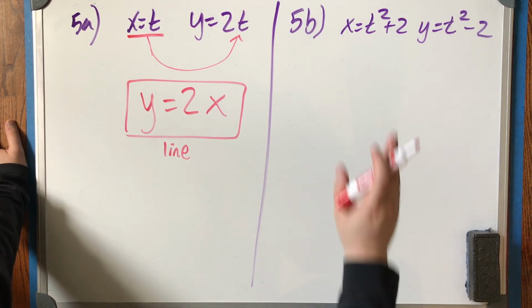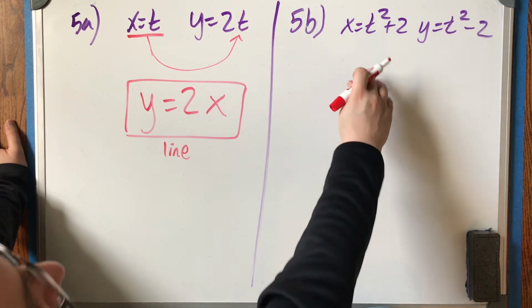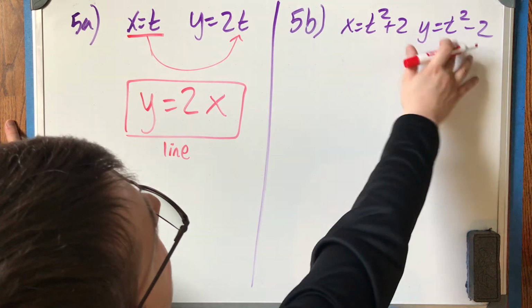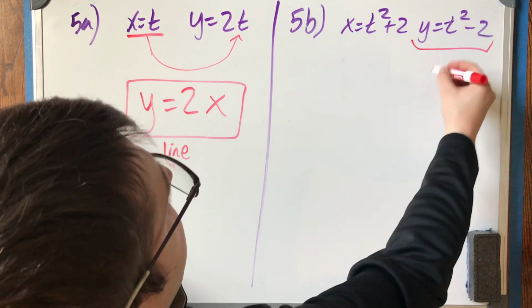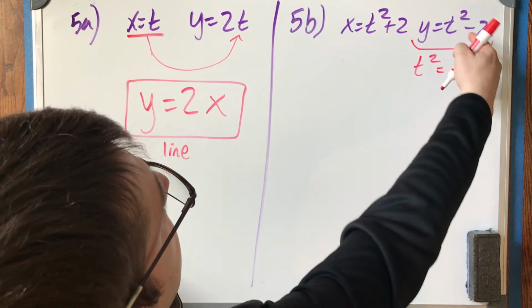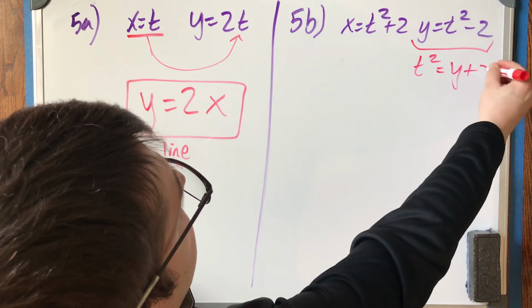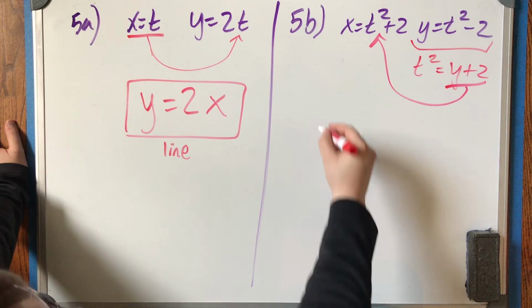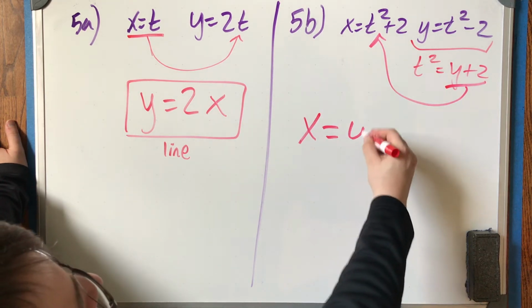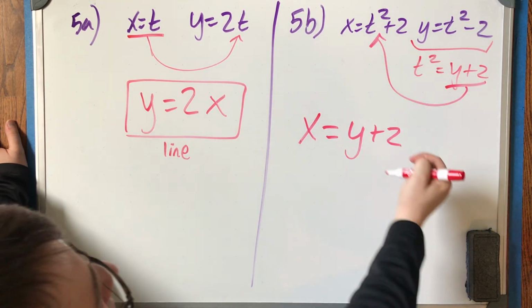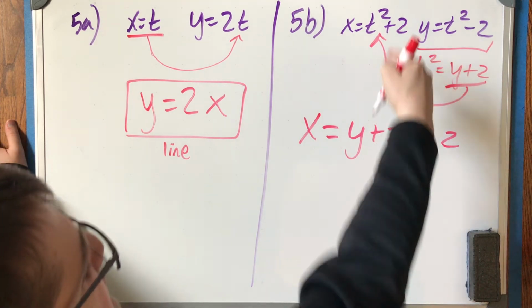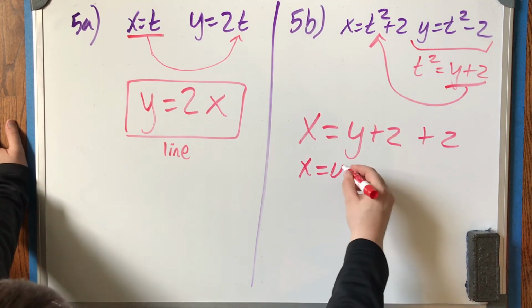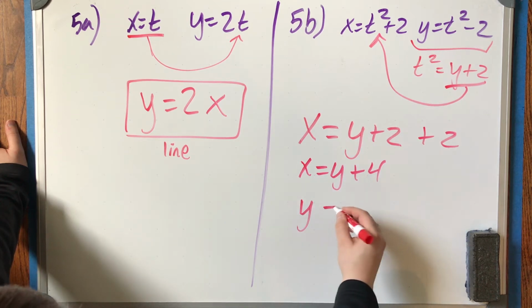For 5b, we're going to do something really similar. I'm not going to actually get t by itself. I'm going to solve for t squared because both of these have a t squared in it, and I think I'll start with this one. So I'm just going to say t squared equals y plus 2, and now I can take this expression and substitute it in for the x. So I'll get x equals y plus 2, which is what t squared equals, plus 2 because of that part of the equation. And I end up getting x equals y plus 4, and we could just rewrite that super quick.